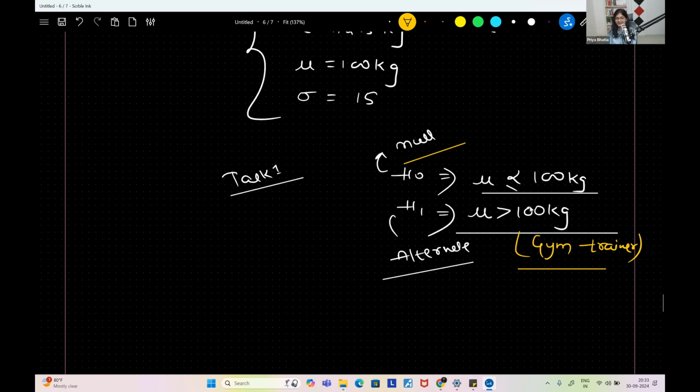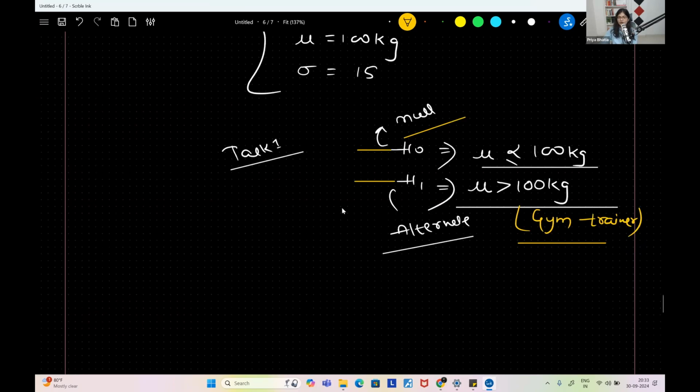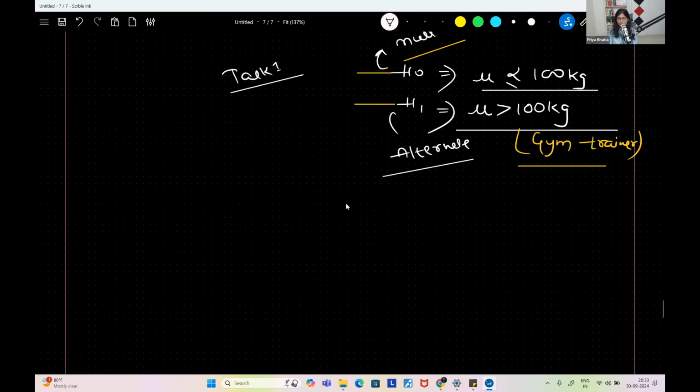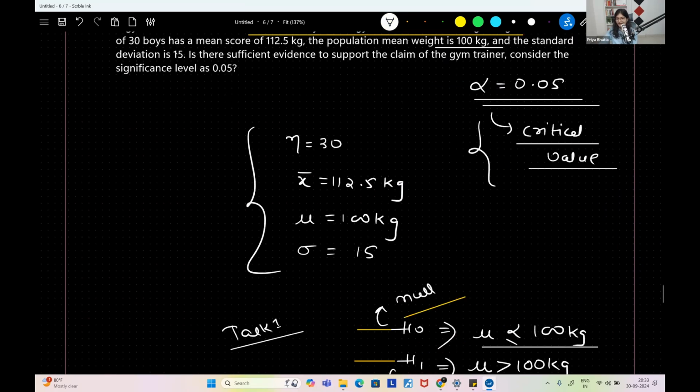Now the gym trainer comes and claims this thing. So we have a null hypothesis, we have an alternate hypothesis, and now we start working with it. Now the task number 2 is to detect which kind of test we should apply. Again, it's a weight problem having a normal distribution. So which kind of testing should we apply over here? Is it a t-test or a z-test?